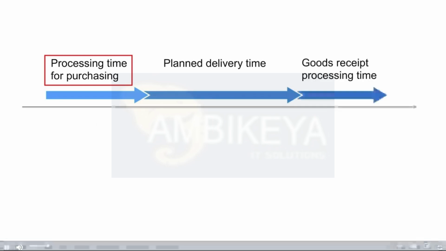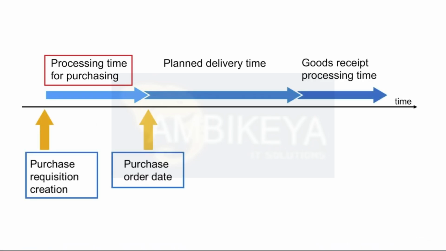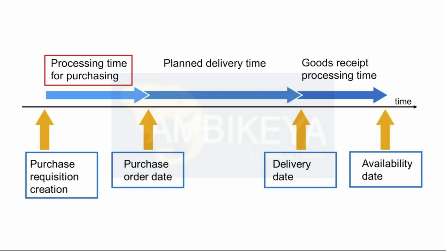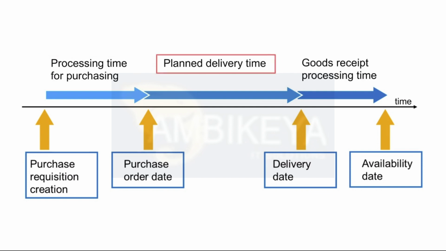The purchasing processing time includes the period, measured in workdays according to the factory calendar, that is required to convert a purchase requisition into a purchase order and output it. This time is defined for each plant in customizing, that is, plant parameters.